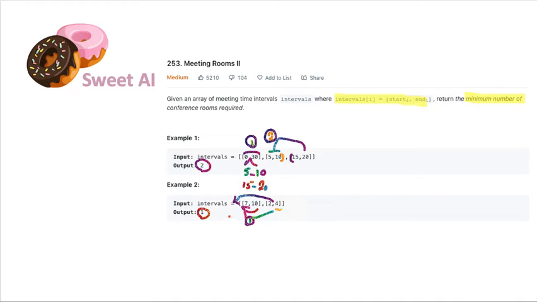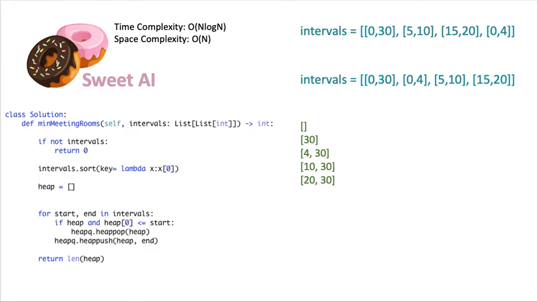So one thing that we can learn from the second example is that if we sort these intervals based on their starting point, it can help us assign rooms more easily. So let's jump to the solution and see how we can solve this problem. If this is the interval array given to us, as you see, it's not sorted, right? So we are going to sort this array based on the starting points.